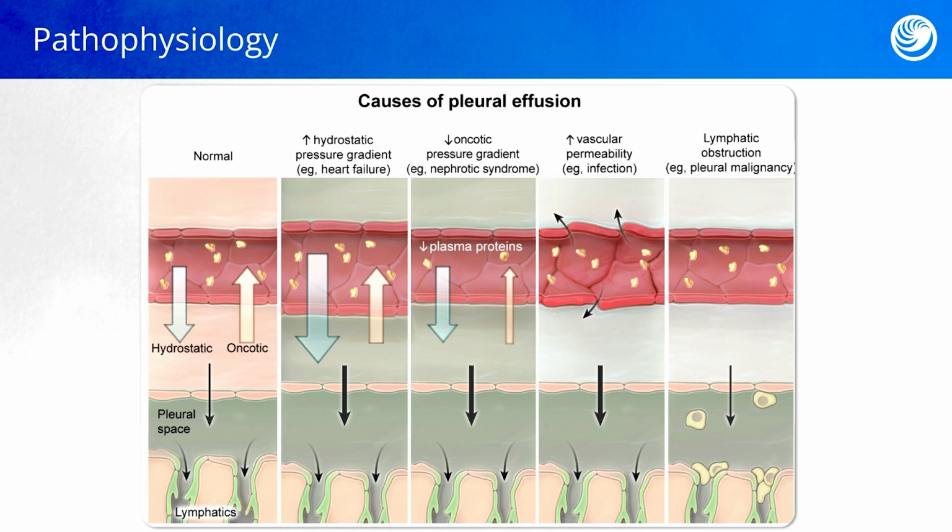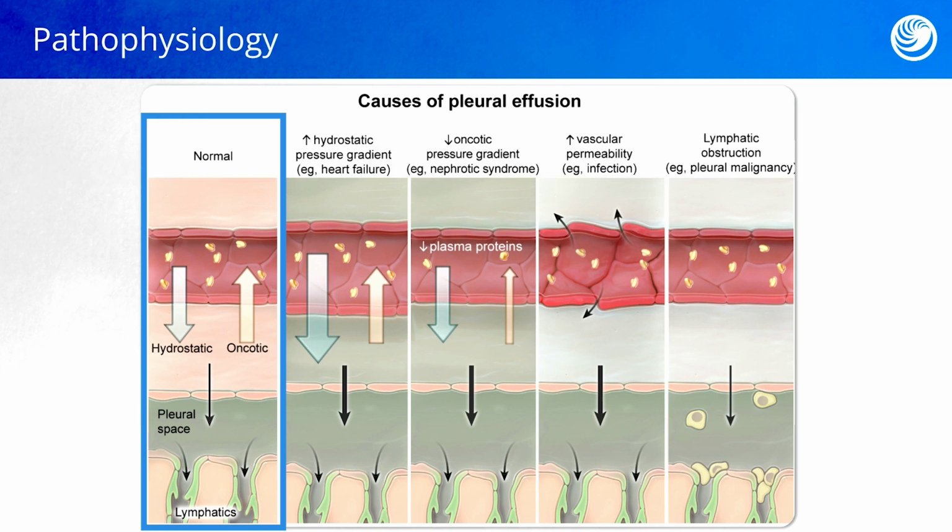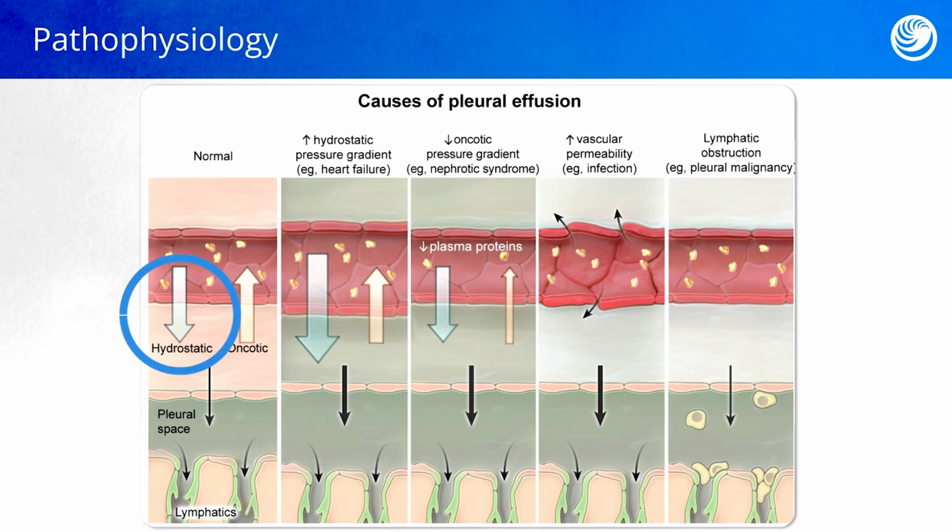This image may seem overwhelming, but we want to look at this slide to better understand how fluid can accumulate within the pleural space and lead to pleural effusion. Let's first start by looking at the section of the image on the far left, showing how fluid and pressure are normally maintained within the capillaries, pleural space, and lymphatic system. Hydrostatic pressure refers to the pressure exerted by the fluid within the capillary, while oncotic pressure refers to the pressure exerted by proteins within the blood that help to retain fluid within the blood vessels.